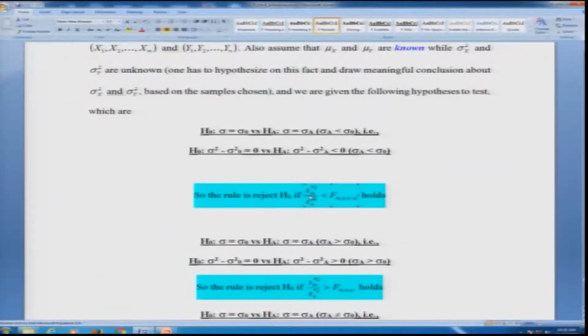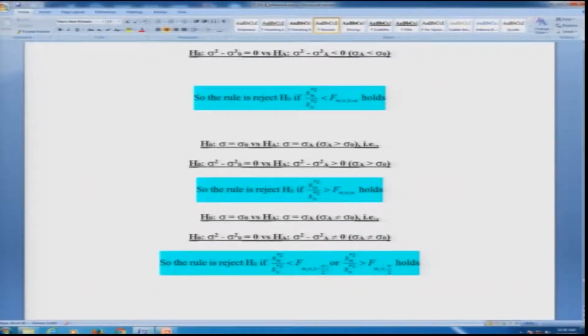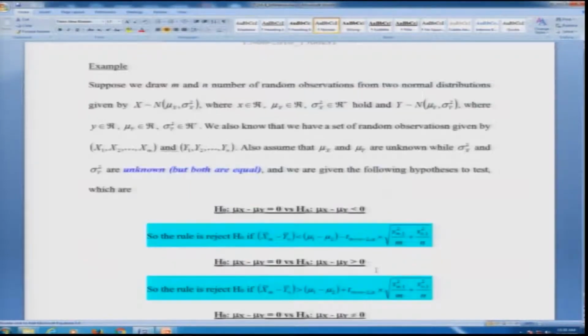So, in this case it will be S without the dashes, the ratio of them less than F m minus 1 comma n minus 1 comma 1 minus alpha by 2. In the greater than type, it would be S without the dashes, the ratio greater than F m minus 1 comma n minus 1 comma alpha by 2. And in the last case, when it is not equal to, you will reject H naught if the ratio of S without the dashes is less than F m minus 1 comma n minus 1 comma 1 minus alpha by 2, or if the ratio of S without the dashes is greater than F m minus 1 comma n minus 1 comma alpha by 2.